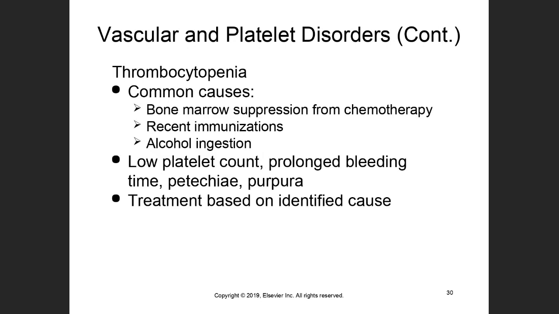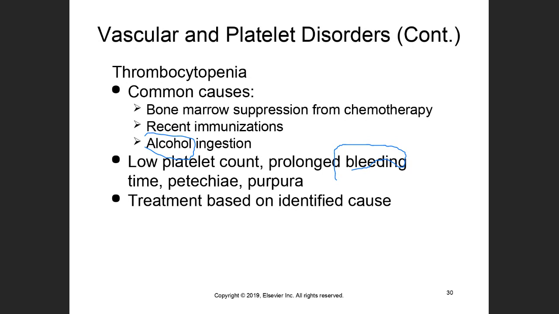Okay. Thrombocytopenia, common causes: bone marrow suppression from chemotherapy, recent immunization, alcohol ingestion. That's why alcohol is so bad, because it produces a lot of problems. Low platelet, of course, and platelet is related to bleeding time. Okay, you see another relation right here. Low platelet, prolonged bleeding time. Okay, treatment is based on identified causes.